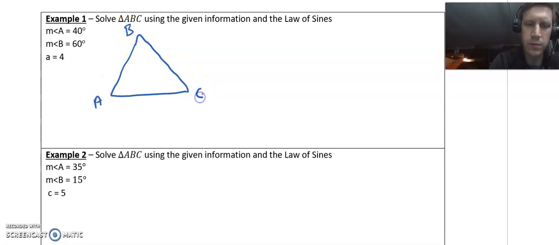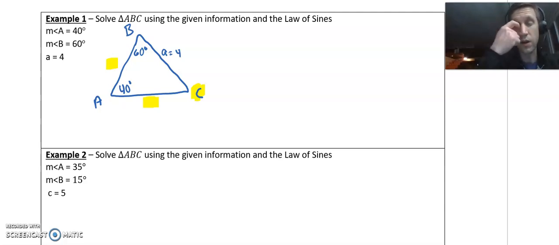I tend to always put B on the top, A on the left, C on the right. You could have these in a different orientation than what I do, but what does matter is that you do correctly label the measures. So angle A is 40 degrees. Side A, which is across from angle A, is going to equal 4, and then the measure of angle B is going to be 60 degrees. So we need to find angle C, side B, and side C.